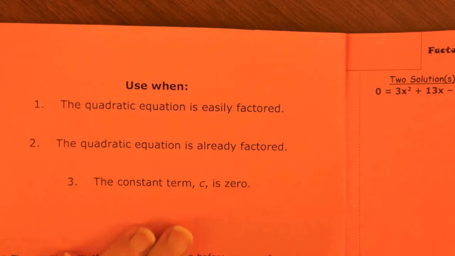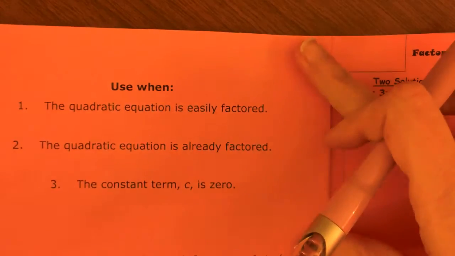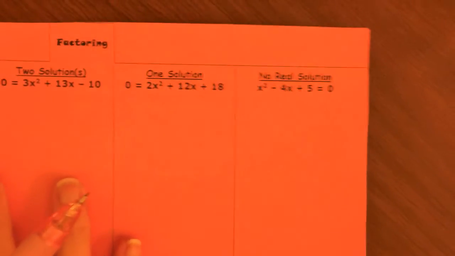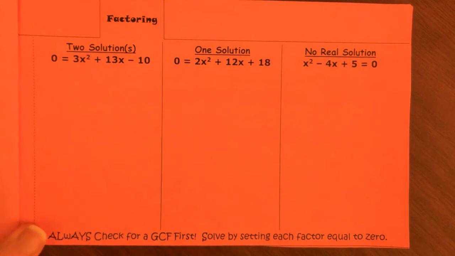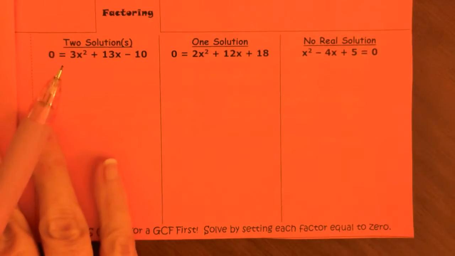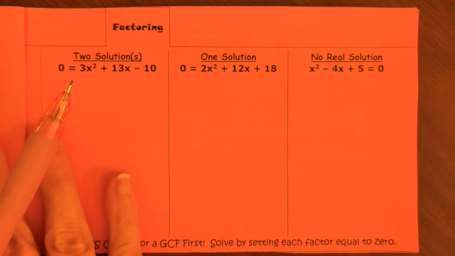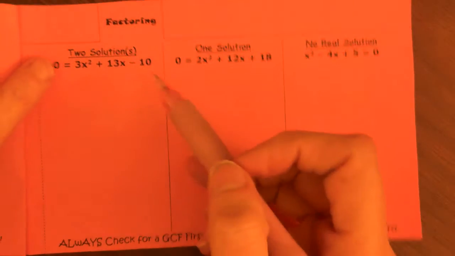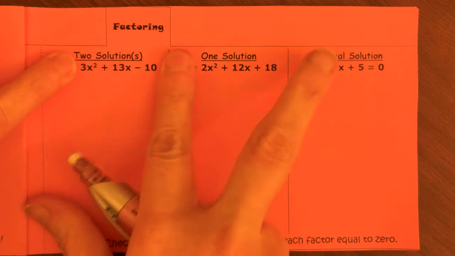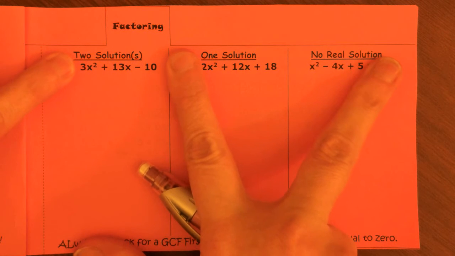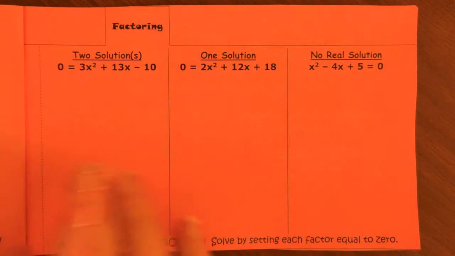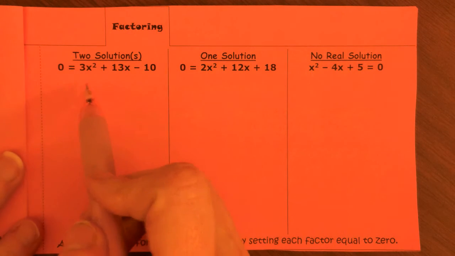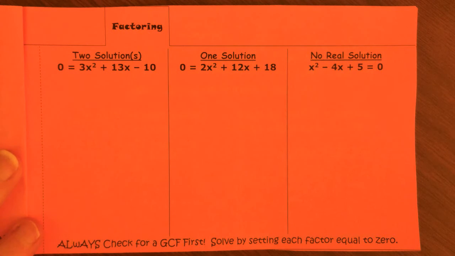Okay. Now we're going to talk about factoring. So we use factoring when a quadratic equation is easily factored, when it's already factored, or when the constant term is 0. I'm going to do more examples with you tomorrow about this, but what you will hopefully notice is that before, we factored them and they just looked like this. They didn't have any equal sign. It was just a trinomial. It was an expression. Well, now they're equal to something. So now, since they're equal to something, I can actually solve and figure out what that thing is.